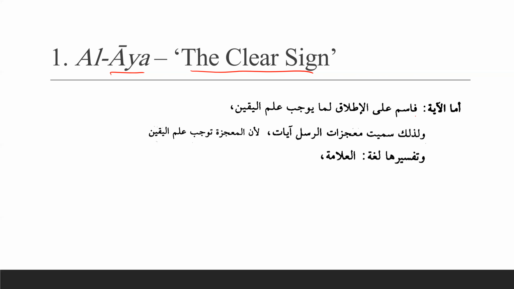So he says the ayah is a noun when used by itself for a proof that leads to certain knowledge. So ayah is the word we will use for proofs which give you absolute certainty that Allah really wants this from you. And that's why he says the miracles of prophets in the Quran are called their ayat, because they are clear signs which give certain knowledge, because the miracle gives certain knowledge. And linguistically it means a sign, which is an alama.